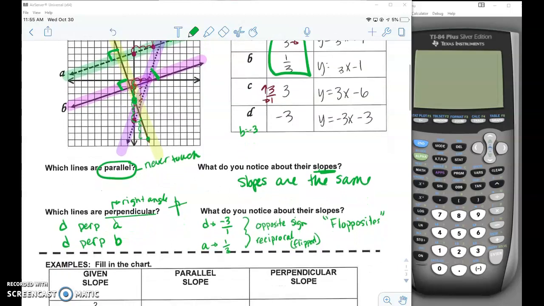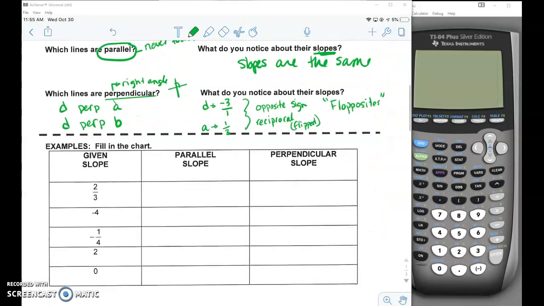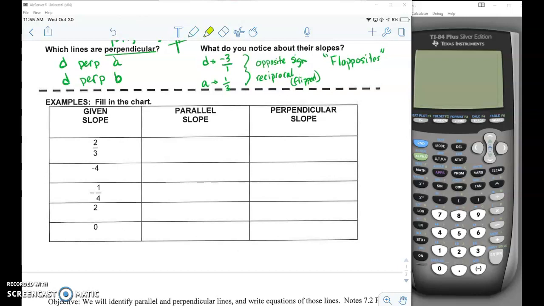So right now we are just going to work with our slopes. We are given a slope. We want to decide what the slope of a parallel line will be and what the slope of a perpendicular line will be. Remember that parallel is the same. So if I give you a slope of 2/3, the parallel slope would also be 2/3. Perpendicular, we flop. Opposite sign and flip it over. So a positive 2/3 will change to a negative. And if I flip it over, I have -3 over 2, 3 on top and 2 on bottom.